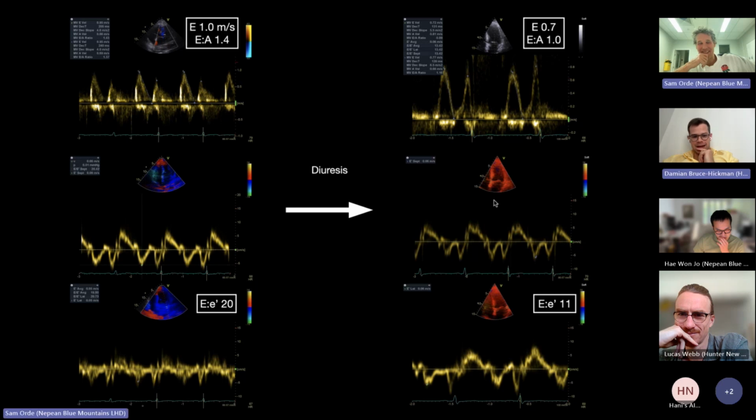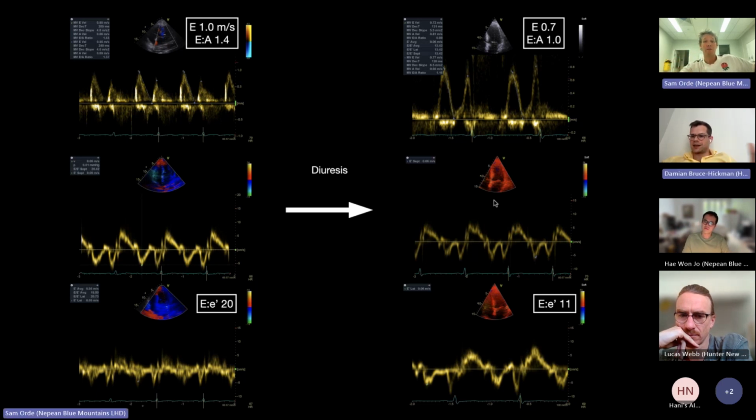So it looks like most of your benefit here is from the E inflow changes rather than the relaxation changes and the mitral changes. Yeah, absolutely. Your mitral e-prime has only changed by 0.01, and most of it has come from inflow. The E waves, because they're pretty load dependent.